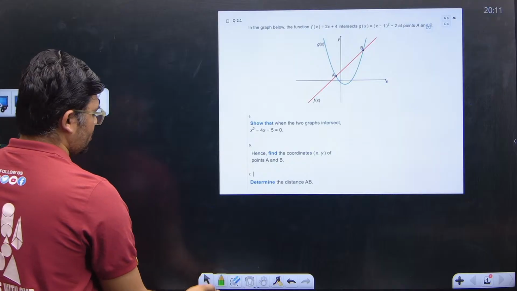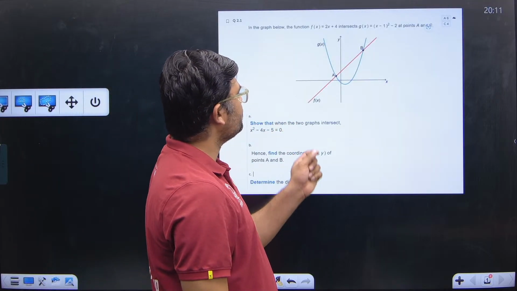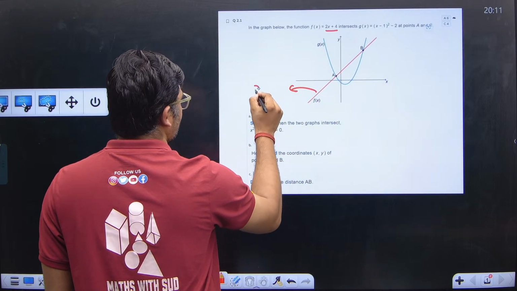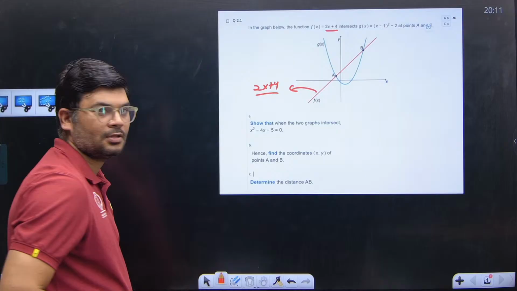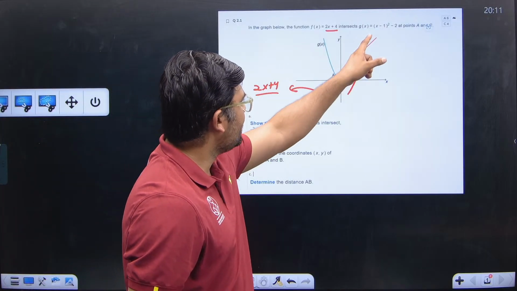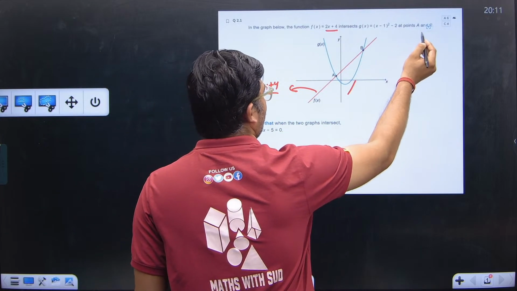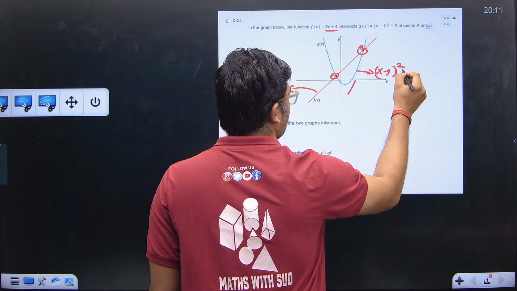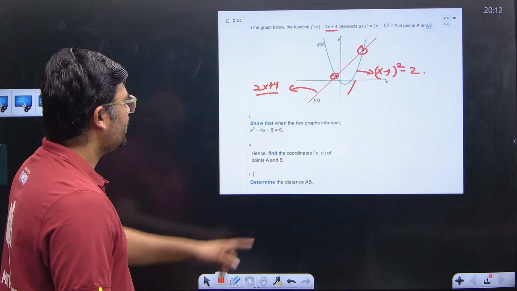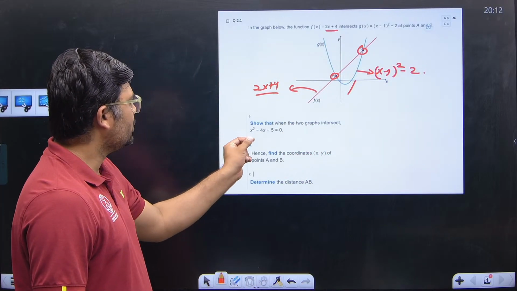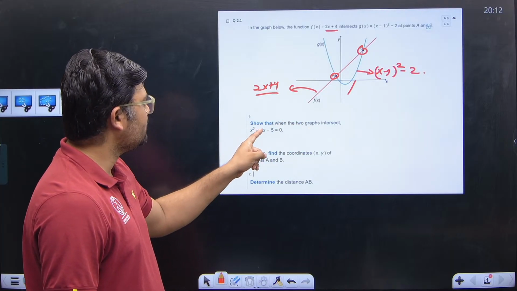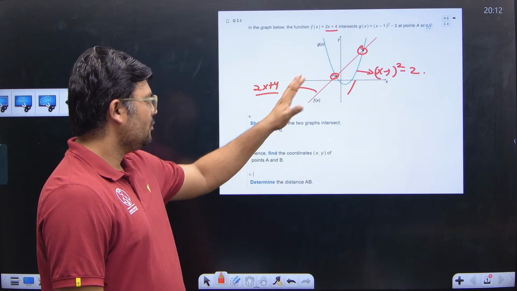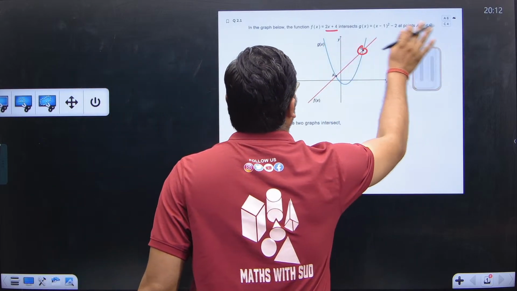The question says, in the graph below, the function f(x) is equal to 2x plus 4. So this is a straight line. You have to understand that 2x plus 4 is always a straight line. It intersects g(x) = (x minus 1) whole square minus 2 at points A and B. So these are the two points, and this is your function. You have to show that when the two graphs intersect, x square minus 4x minus 5 is equal to 0. That means they are asking you to put a condition, the intersection of the two graphs. So how to do that?